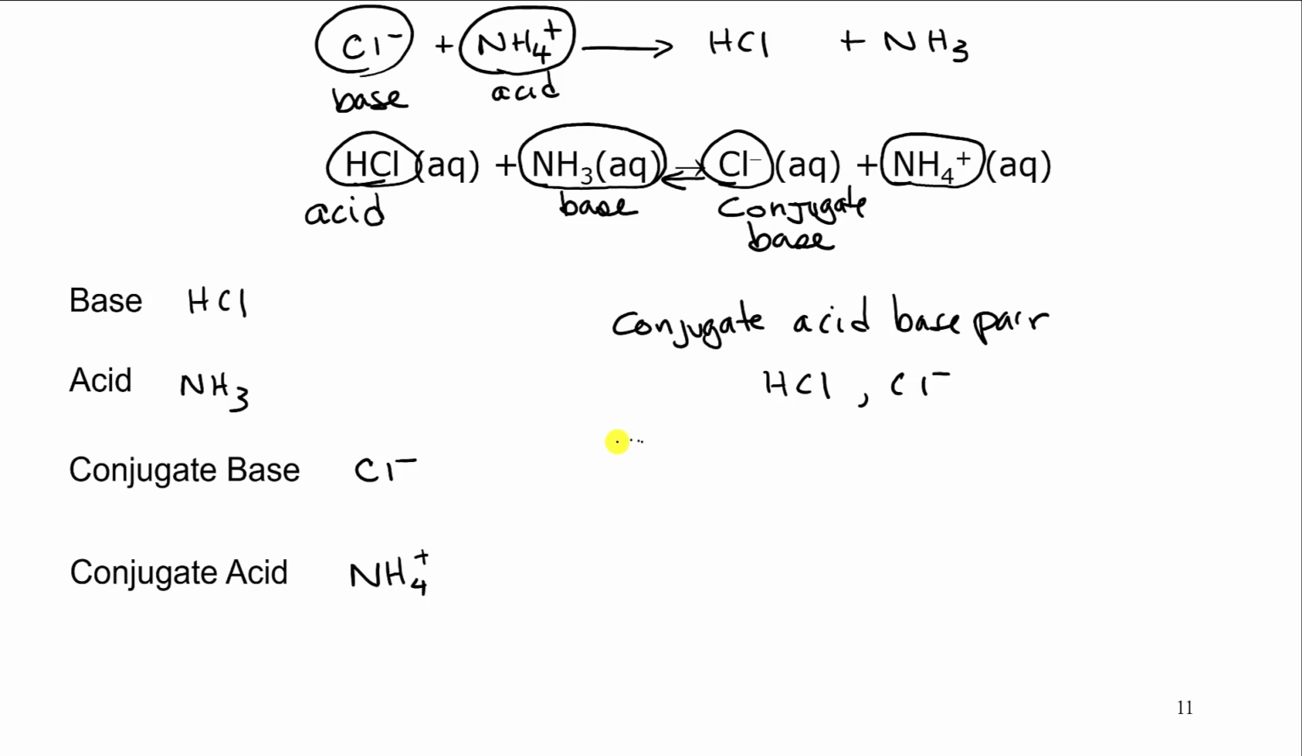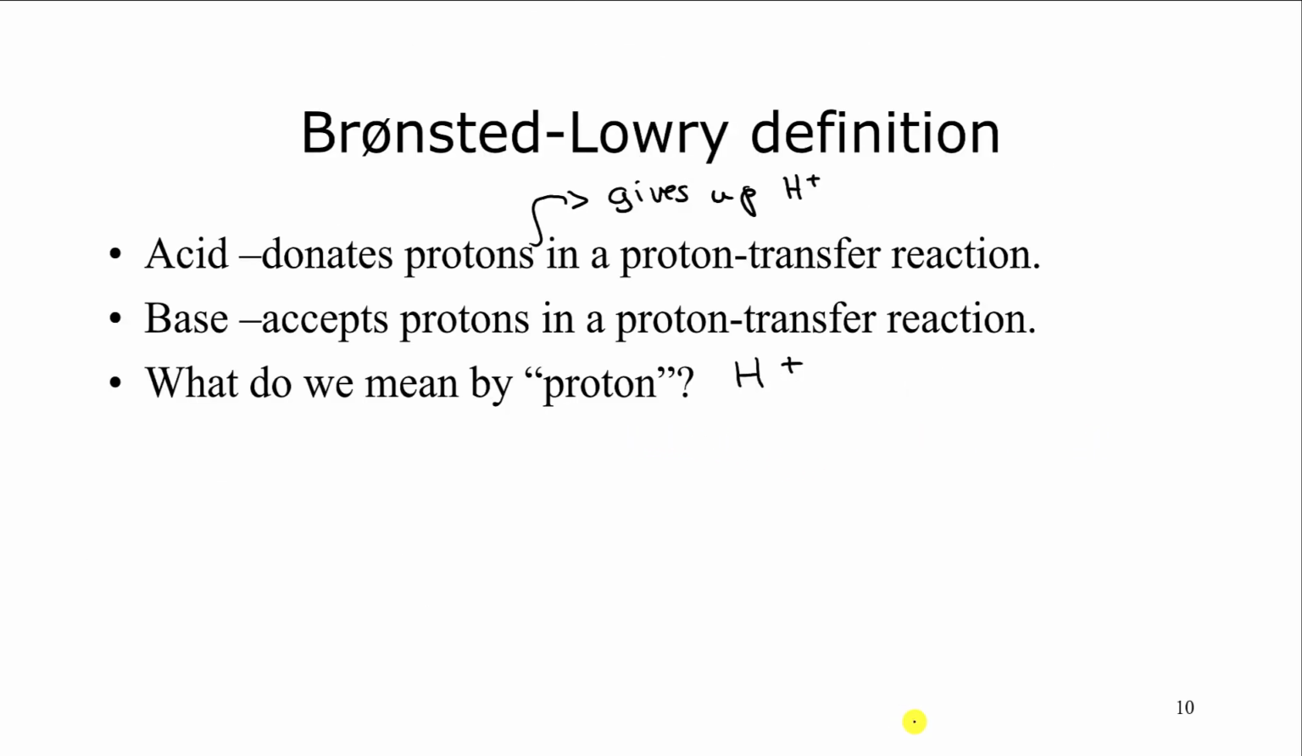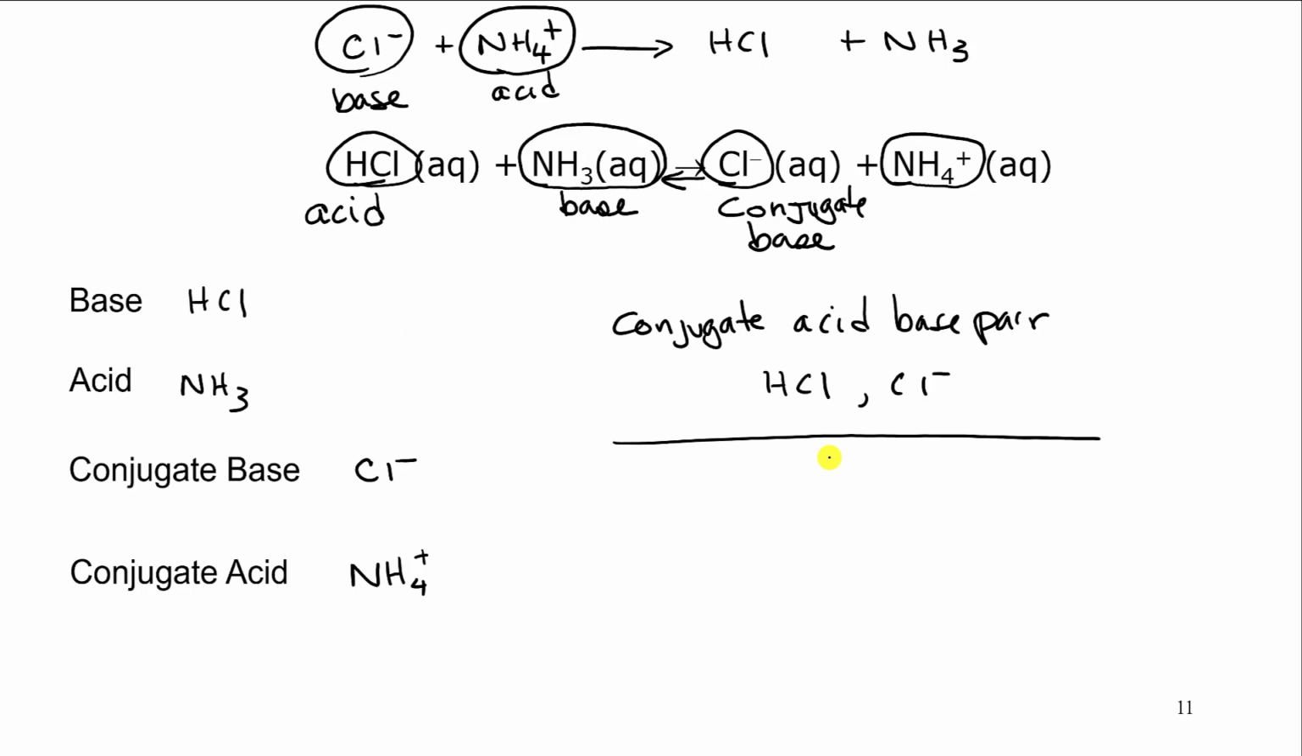The conjugate acid-base pair for the second one would be NH3 and NH4+. And you can always tell which one's the acid because it has hydrogen, or it has more hydrogen. Okay, so conjugate acid-base pairs, there will always be two pairs, 4 compounds, in every acid-base reaction when we're looking at the Lewis or the Brønsted-Lowry definition.